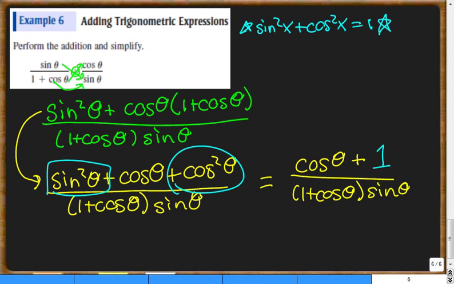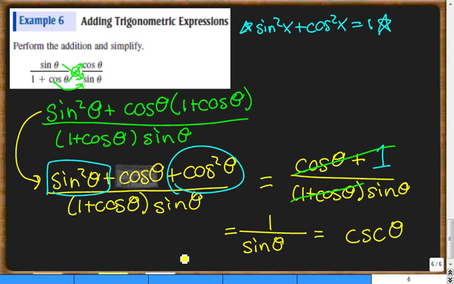Well, if you see that I have a cosine theta plus 1 and a 1 plus cosine theta, which are the same, I can cancel those. So you want to be careful. The numerator doesn't just go away, it becomes a 1 because there's still a factor of 1 there, and I'm dividing by the sine of theta, which, just like the other problem, I know to be the cosecant of theta.